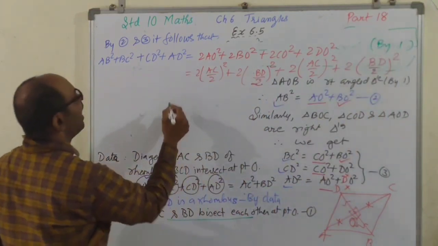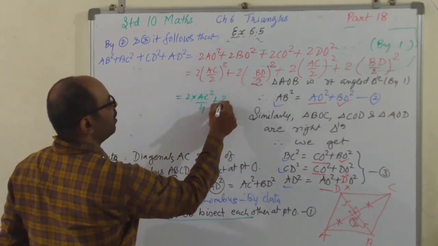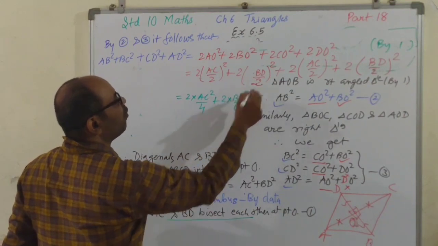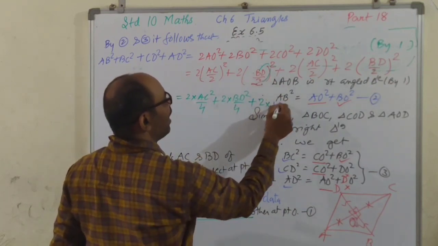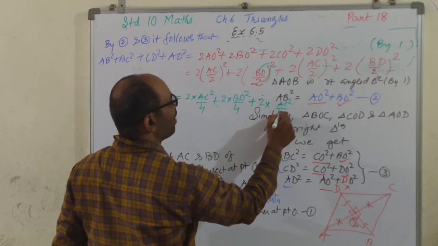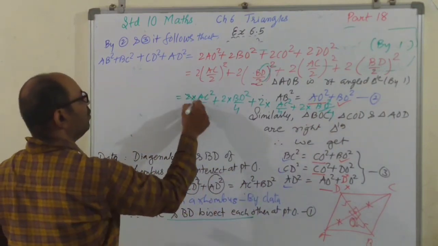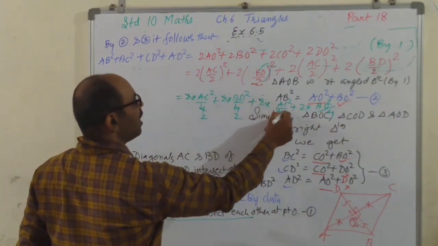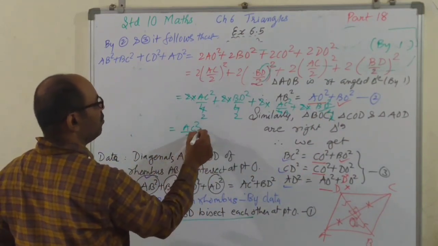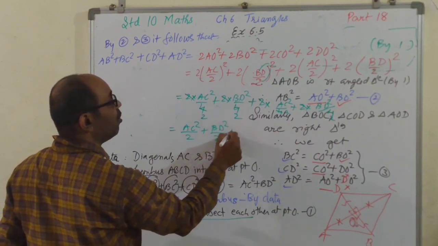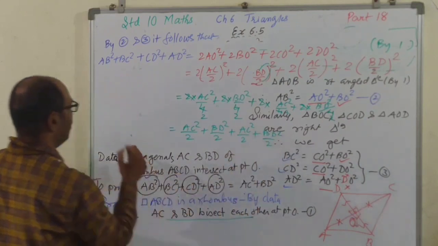So that is equal to 2 times AC square by 4 plus 2 times BD square by 4. Square of BD is BD square and square of 2 is 4. Plus 2 times AC square by 4 plus 2 times BD square by 4. The 2s cancel. Therefore, AC square by 2 plus BD square by 2 plus AC square by 2 plus BD square by 2.